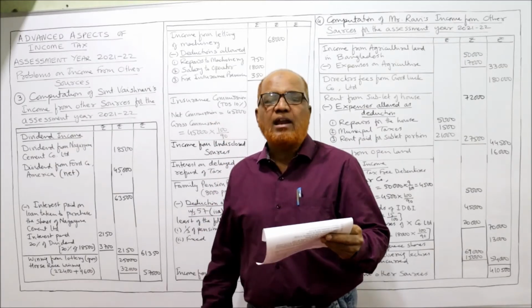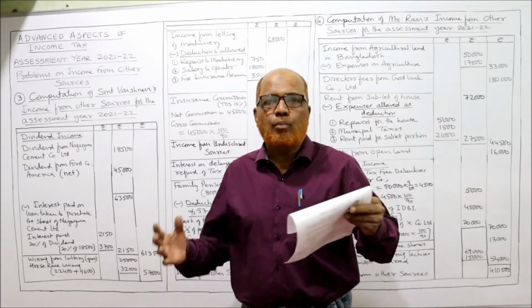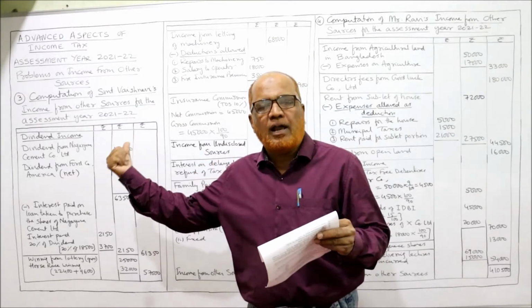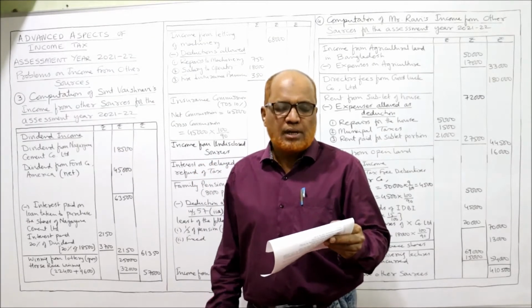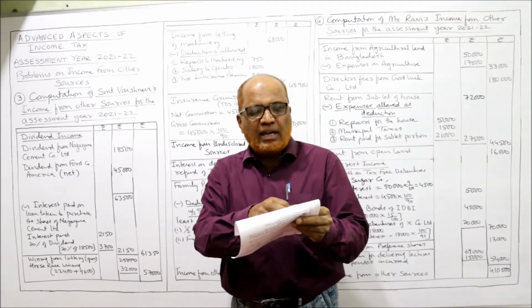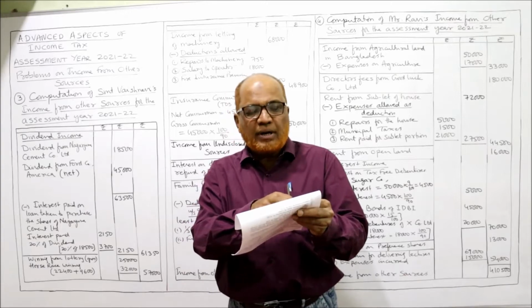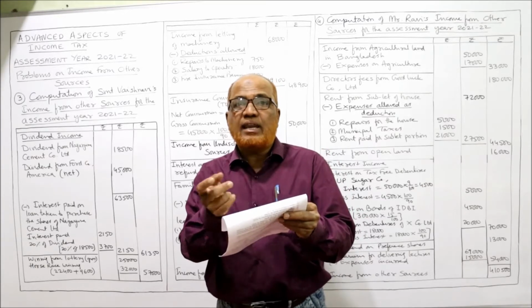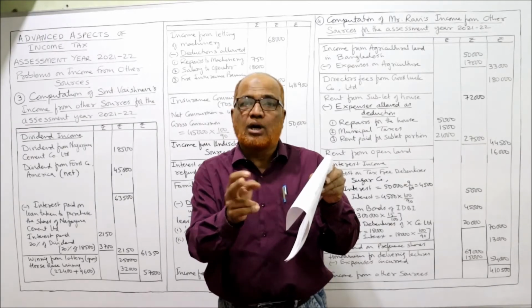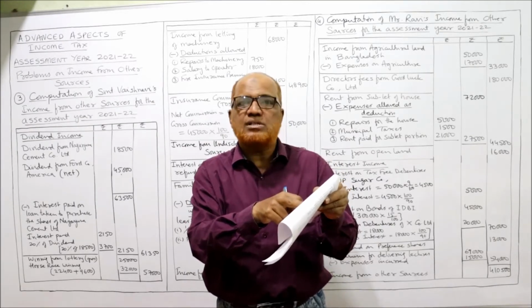Winning from lottery and winning from horse races, both are casual income and both are taxable under income from other sources, but we need the gross amount. The winning from lottery is given gross, but the horse race winning is given as a net amount. 22,400 is given in the problem, that is a net amount after TDS of 9,600.